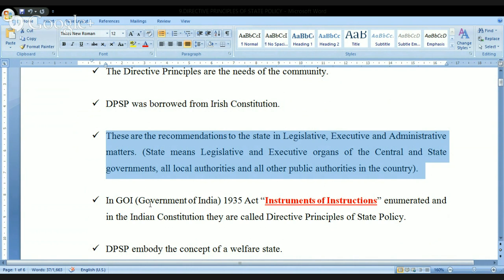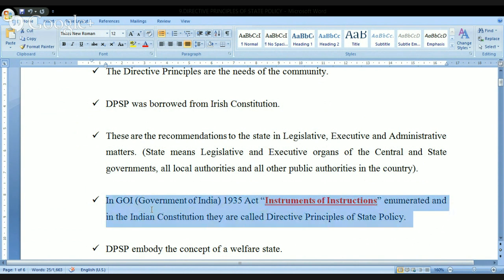Now, I am highlighting this point. This is another important point with respect to objective type of examination. The Government of India Act 1935, instrument of instructions, they were enumerated, and in the Indian Constitution they are called DPSP. Very important. Whatever I am using the word DPSP now, in fact they were enumerated in the instrument of instructions, which was a part of the Government of India Act 1935. And in our constitution today, we are using the word directive principles of state policy.